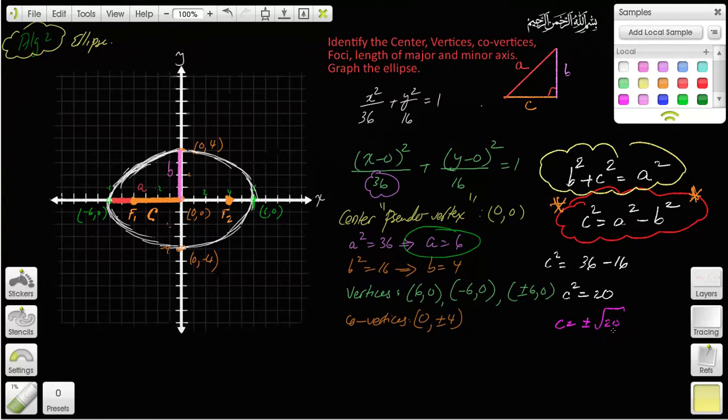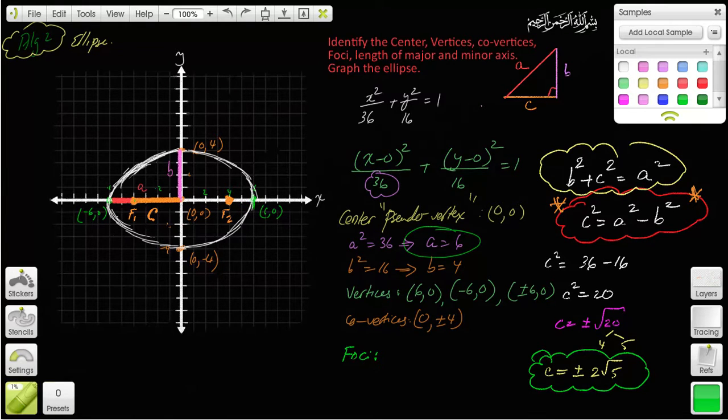And you can simplify this. This is 4 times 5. So c is going to equal plus or minus 2 square root of 5, in the simplest form. So now we know what c is. Now, using that, we can write the foci. So foci are going to be equal to, this one is going to be 2 square root of 5.